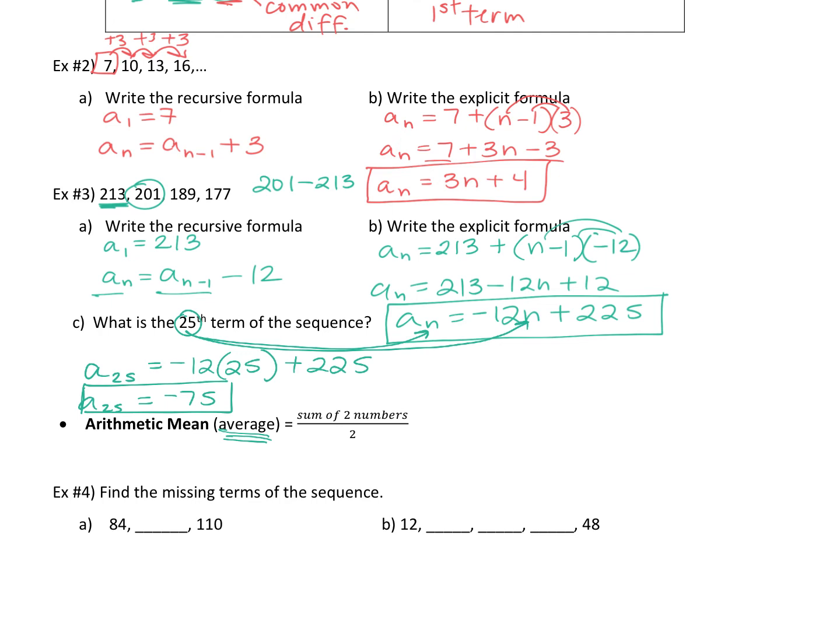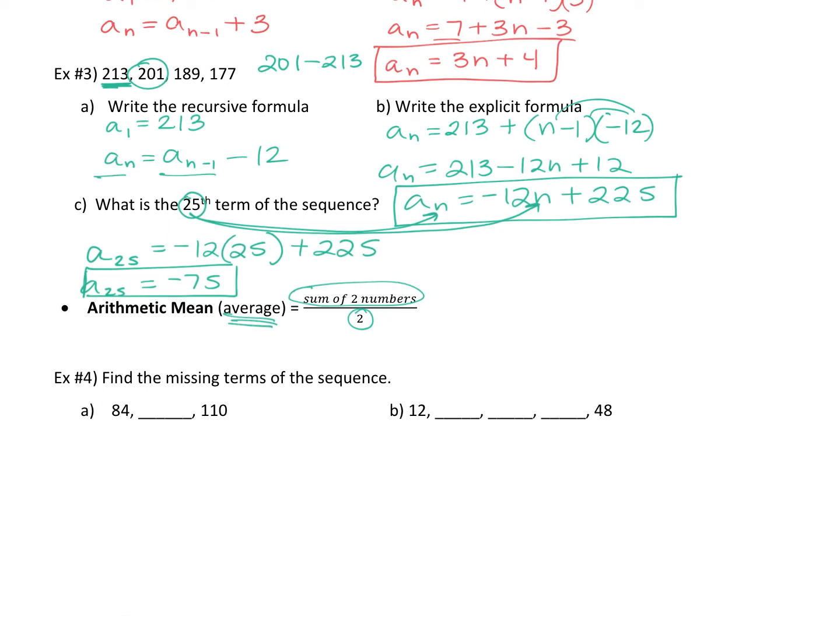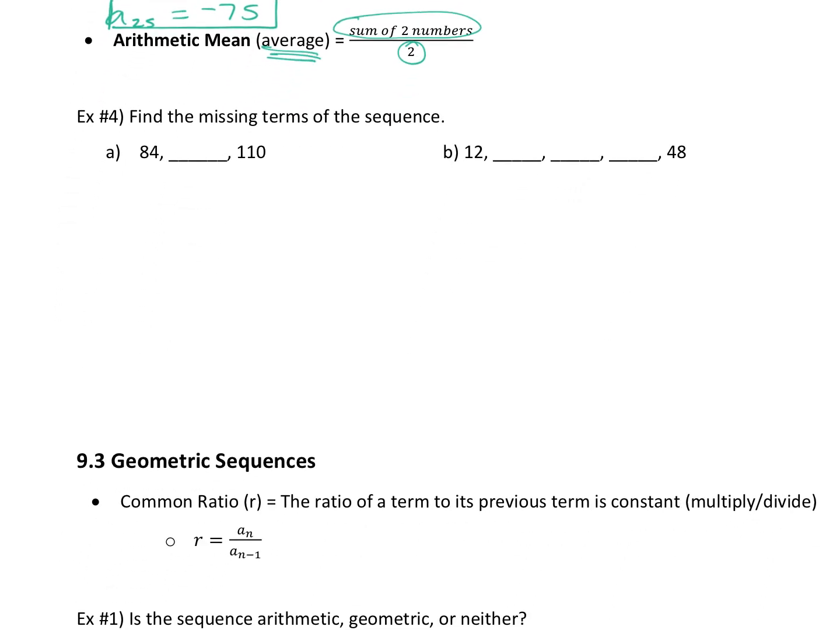So if I give you two numbers and I say find the arithmetic mean, you're finding the average. So you add them together, right? You take the sum of the two numbers and you divide by 2. That should be well ingrained in the brain, hopefully, at this point. So let's look at this first one. Find the missing term of the sequence. You have 84 and 110. How do you find the mean?